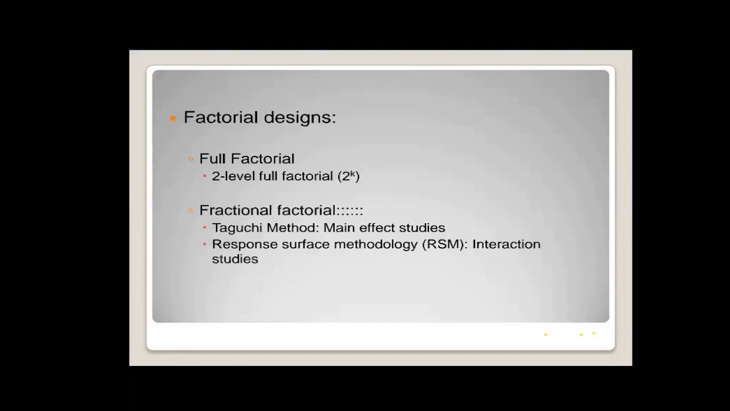But as the factors increase, we have one more good method, the fractional factorial. What is the meaning of fractional factorial? Whatever number of experiments you are getting, you divide by 2, and you get the fractional factorial. For example, I have 4 factors at 3 levels, 3 raised to 4, 3 into 3 into 3 into 3. I will divide by 2, so half of the number of experiments I will call a fractional factorial. But what is the problem with the fractional factorial? You are missing some experiments.